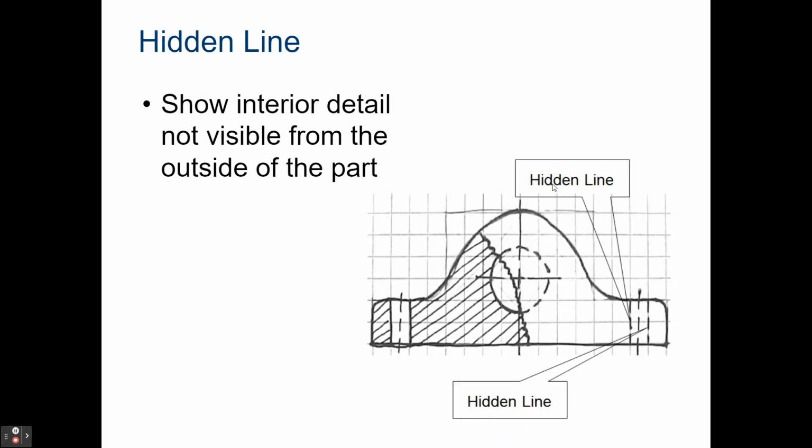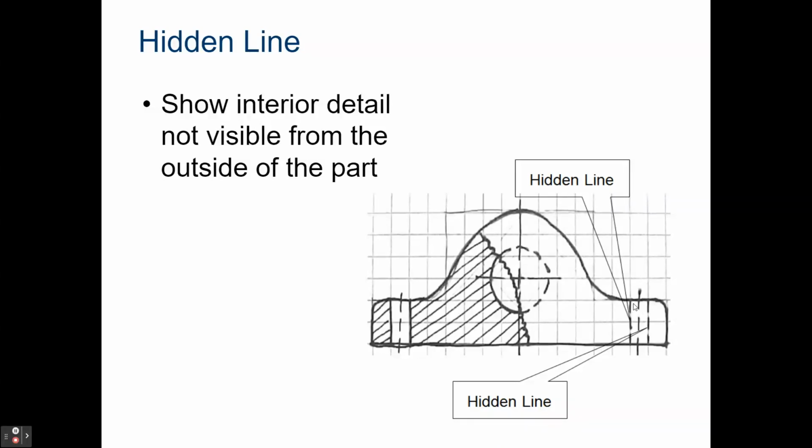Third one is a hidden line. Hidden lines are used to show interior detail that might not be visible from the outside of the part. So for example, here, this part has a hole on each side of it. This one you'll notice has some diagonal lines here. That means it's been section viewed away. We'll talk about that in another slide here. And that's why these lines here for this hole are solid, because we've actually cut away the part and we're actually looking inside of that.